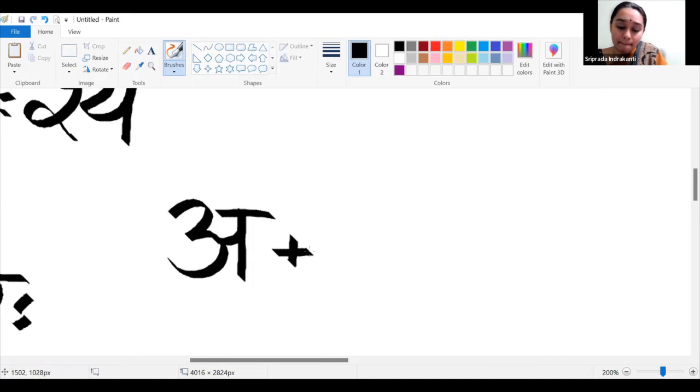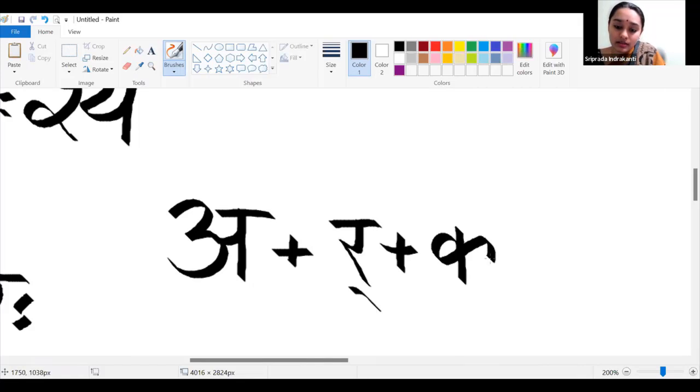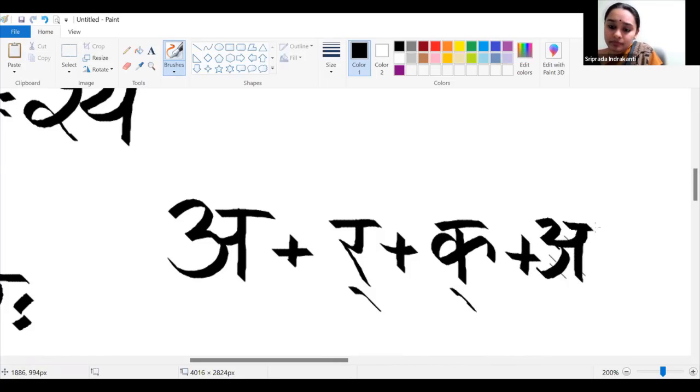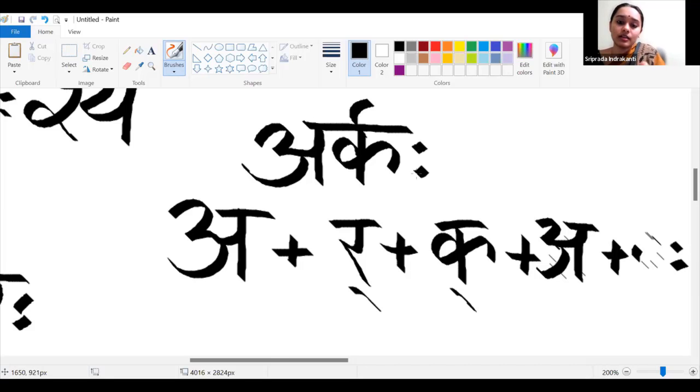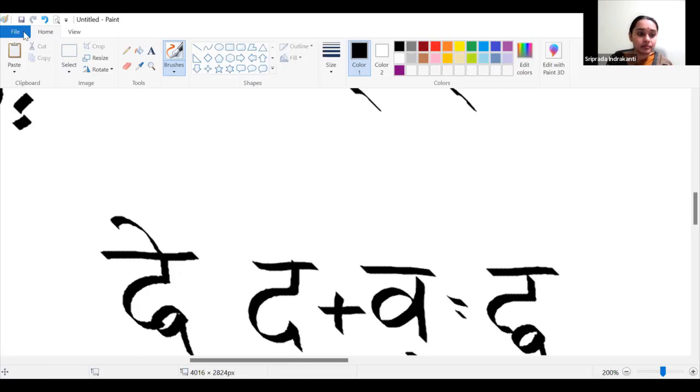R plus K plus the Visarga. So that is Arkaha. So the hook comes at the top when Ra is the first letter, first Vyanjana.